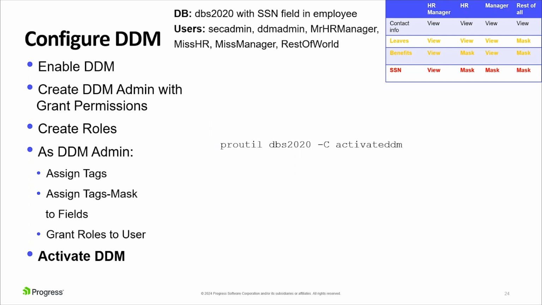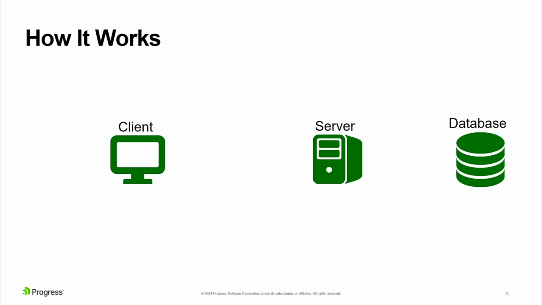For that, we'll use activate DDM. Once the DDM feature is activated, then only your unauthorized users will start seeing the masked data for the masked field. So how does it work?